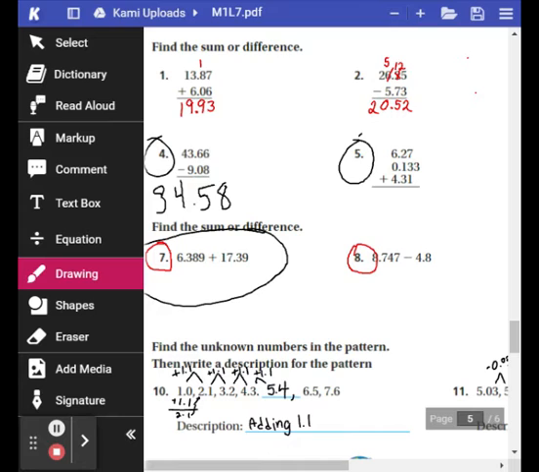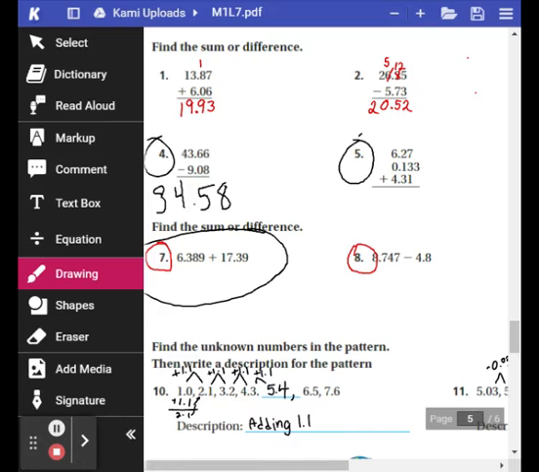0 plus 3 plus 0 equals 3. 7 plus 3 is 10, plus 1 more is 11. 2, 3, 4, 5, 6, and 7. So this is 7. And 6 plus 0 plus 4 equals 10. And so my answer then is 10 and 73 hundredths.